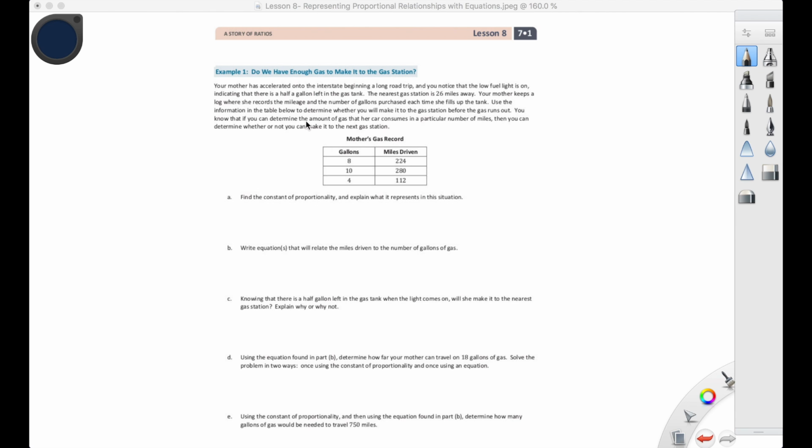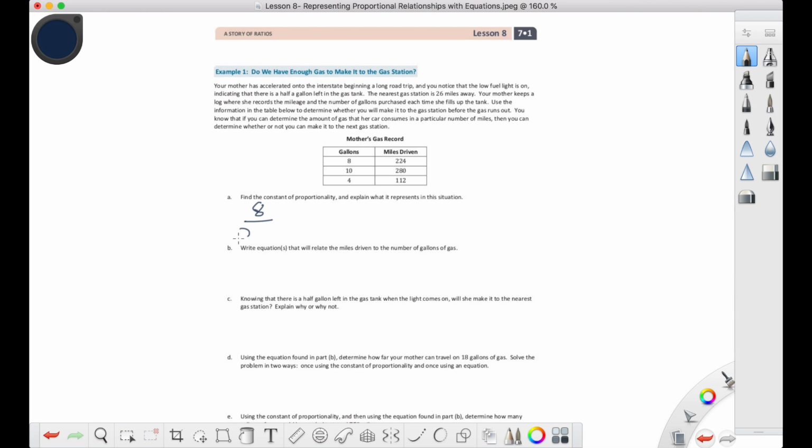You know that if you can determine the amount of gas your car consumes in a particular number of miles, then you can determine whether or not you can make it to the next gas station. So we need to find the constant of proportionality and explain what it represents in this situation. So what we're going to do here is take 224 over 8. And we need to figure out what this is equal to. So let's start with this. And we need to divide it out. 8 goes into 22 two times, 16.